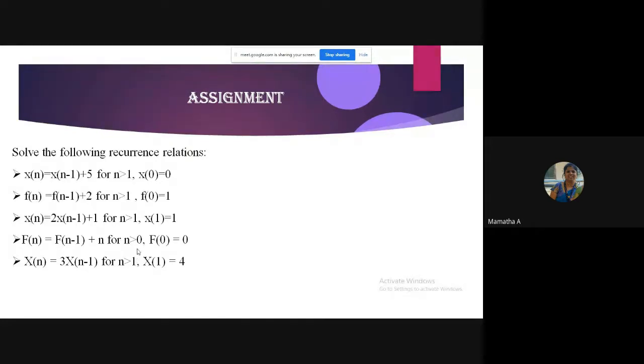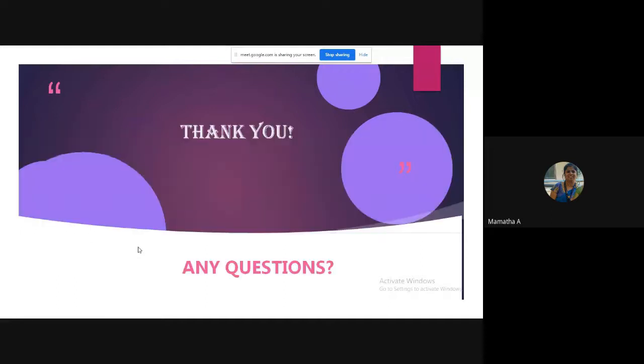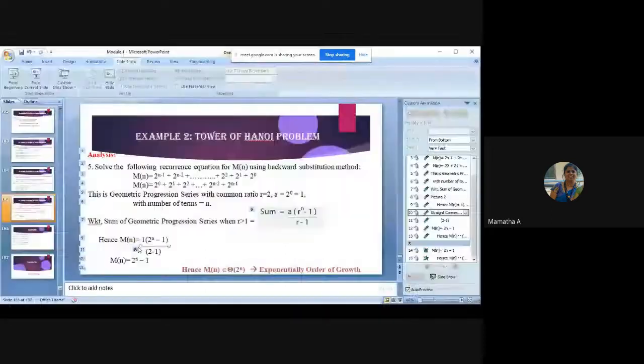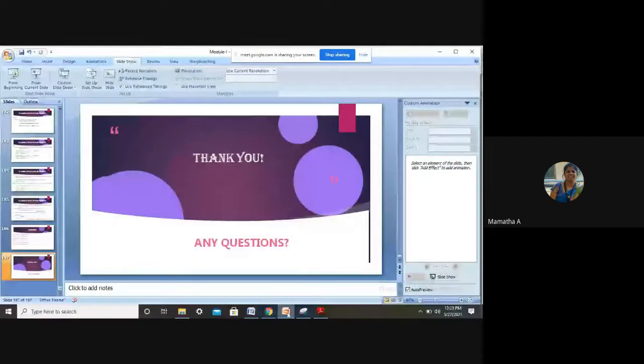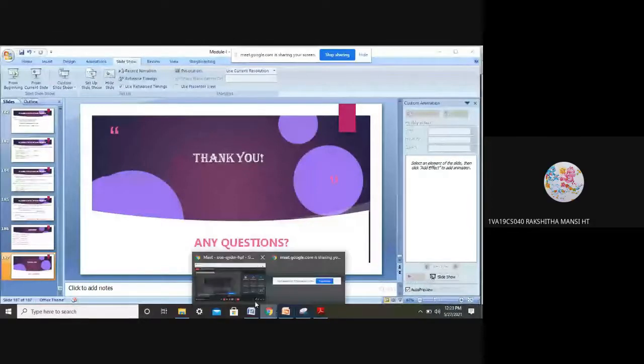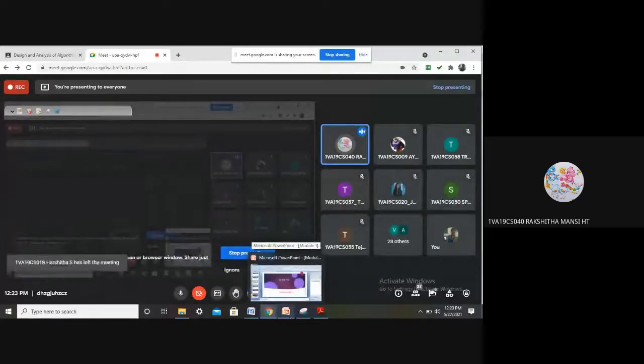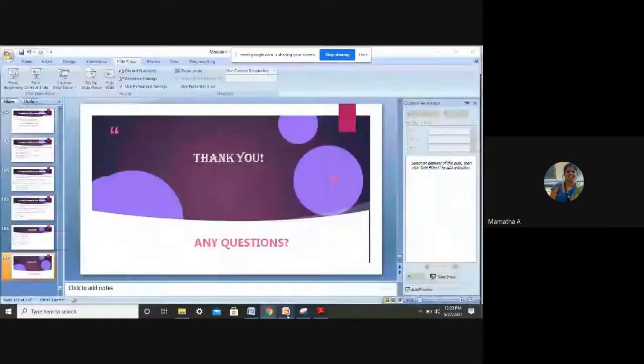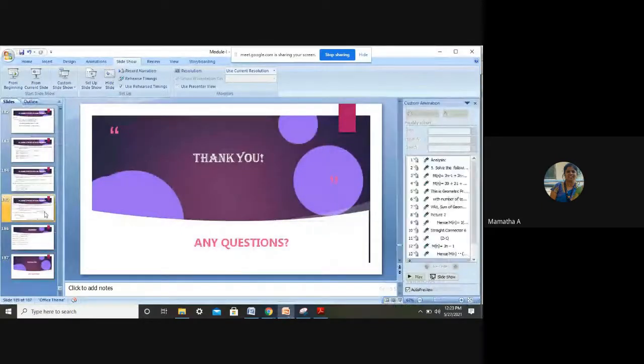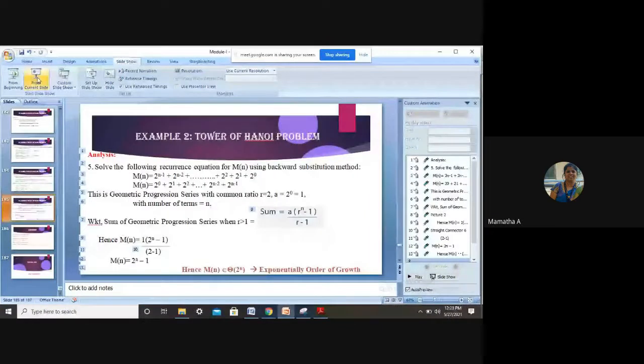Okay. Thank you, students. We are ending the session here. Any doubts with respect to it? You can ask me. Ma'am, in the last step, can we write M of n belongs to theta of 2 power n minus 1, or should we write only 2 power n? No, it's only 2 power n, Rakshita, because this is the order of growth. So this is one of the classes.